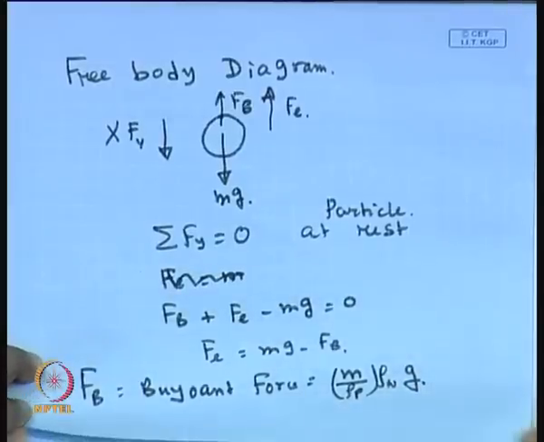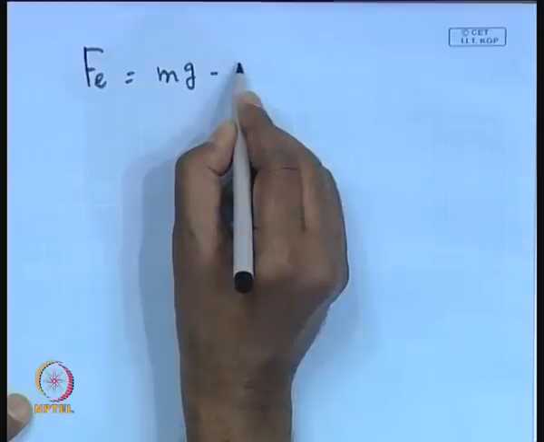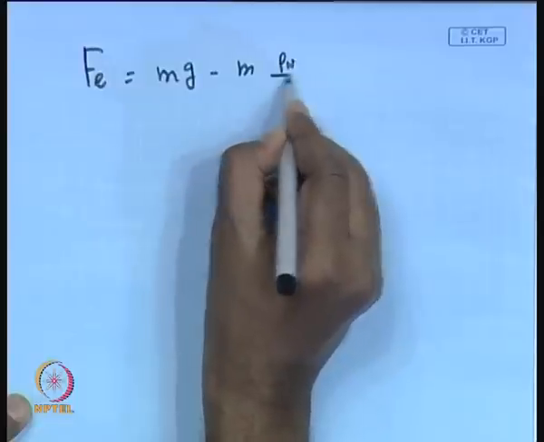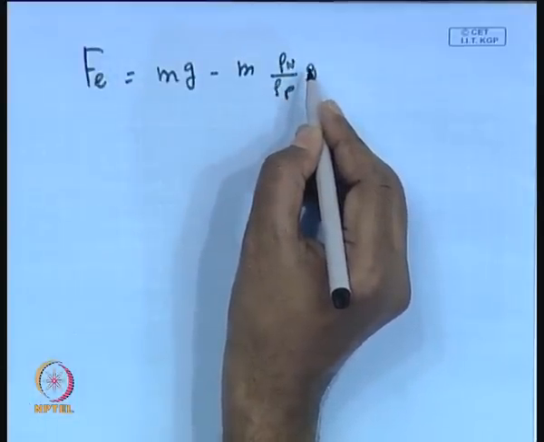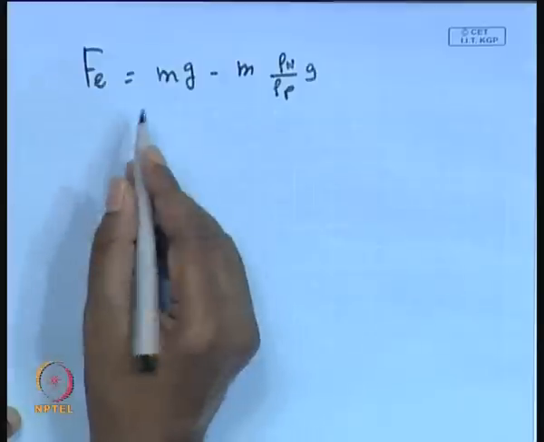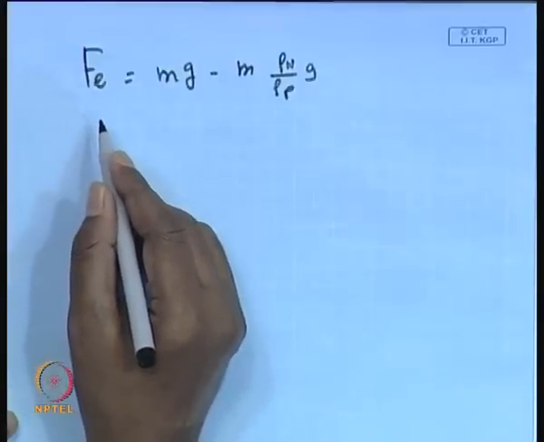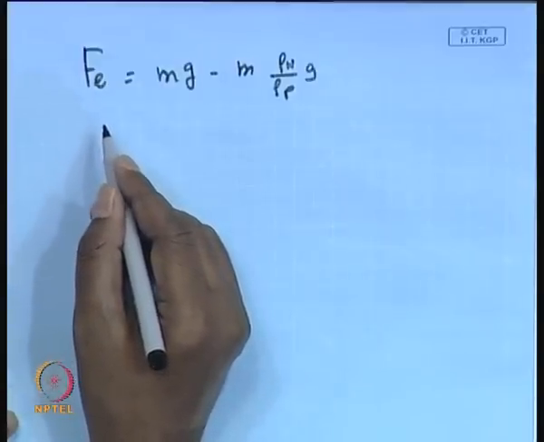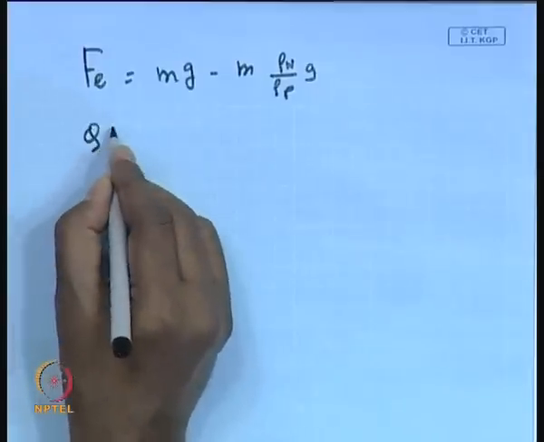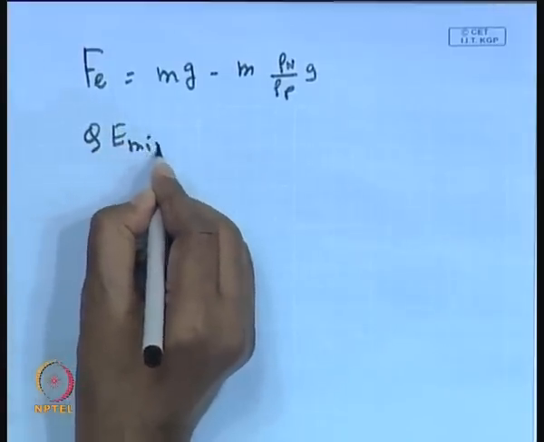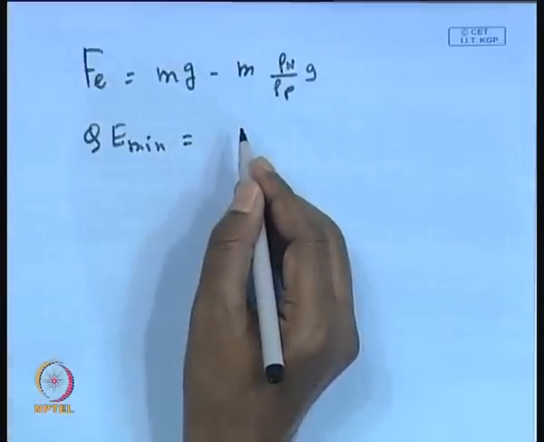Okay. So, we identify that. Now, you are in a position to calculate the value of Fe, that will be mg minus m times rho w divided by rho particle times g. So, what is Fe in this case? Fe will be the charge multiplied by the electric field strength, the minimum value, because it is at rest. So, Q times E minimum will be Fe.